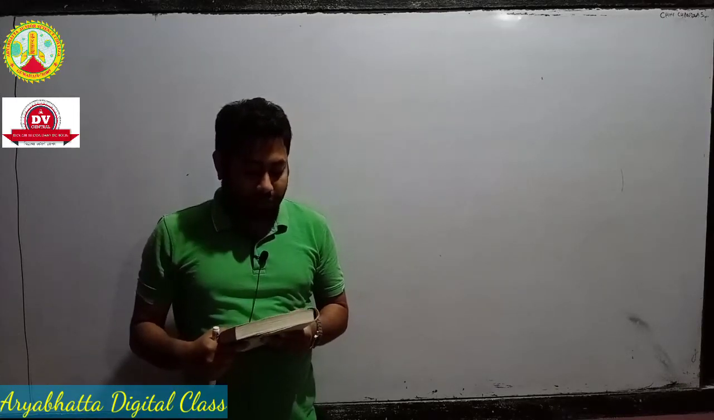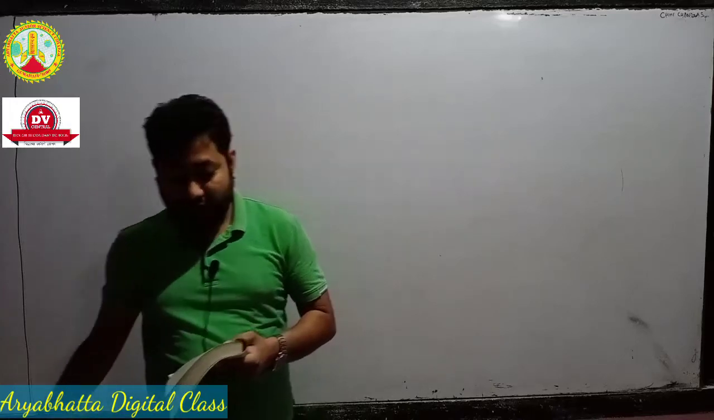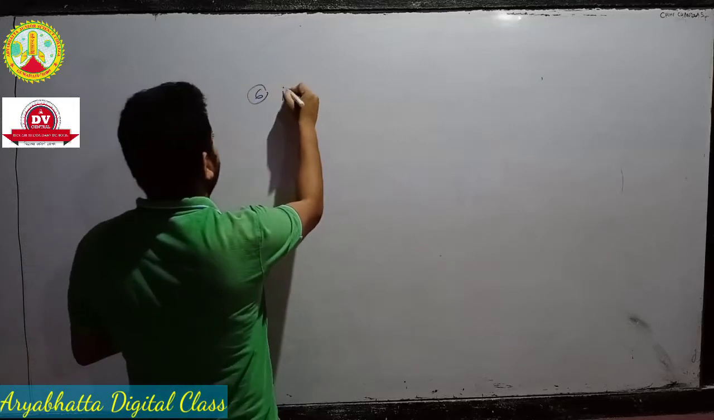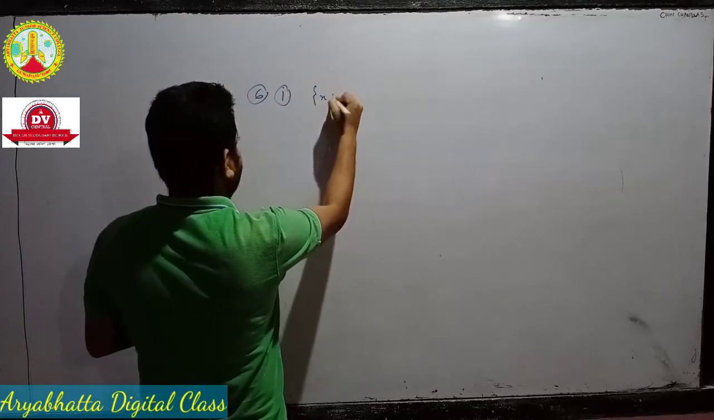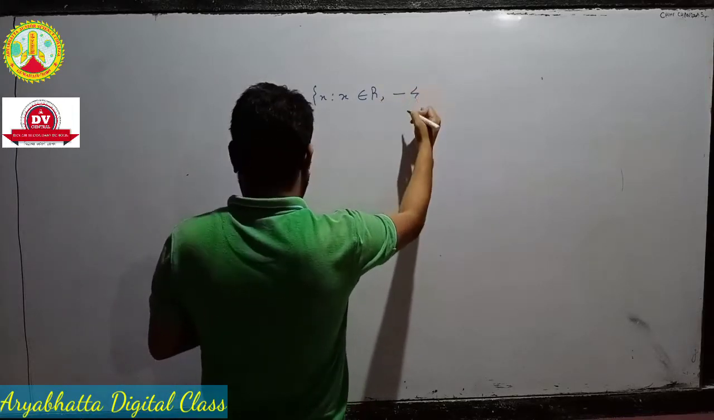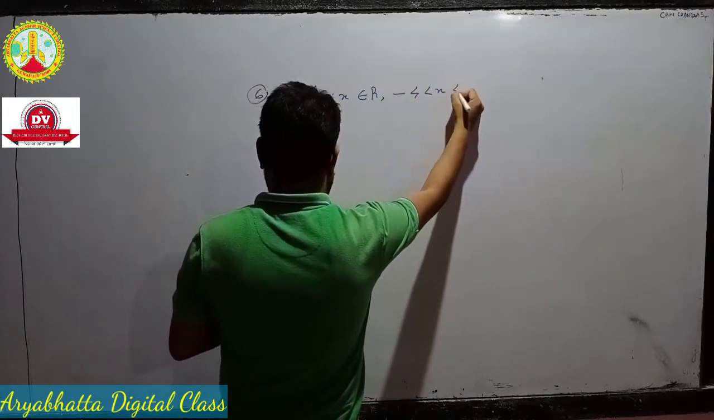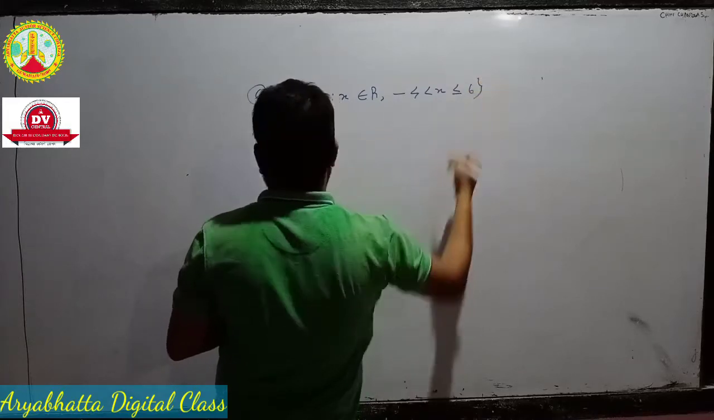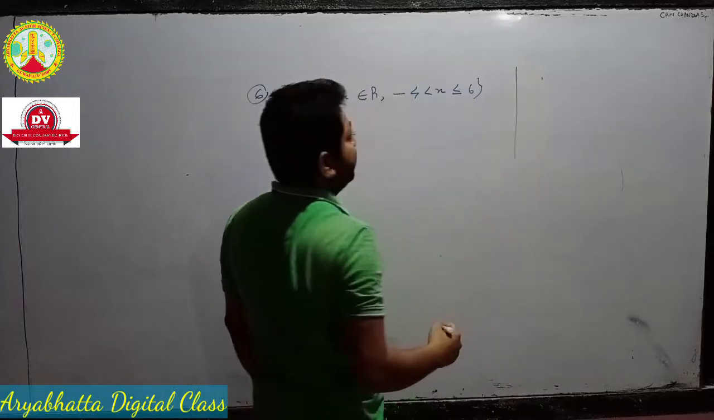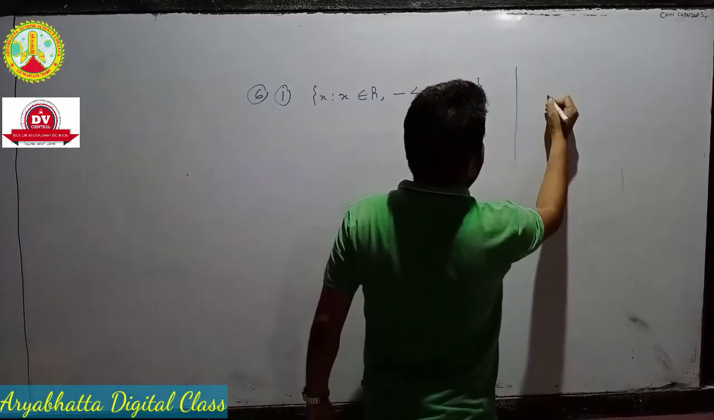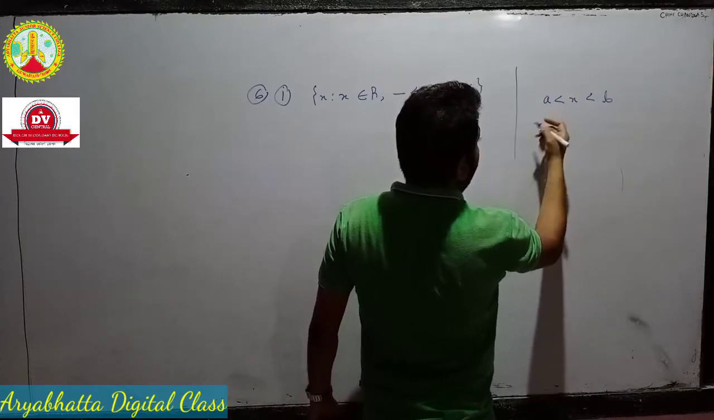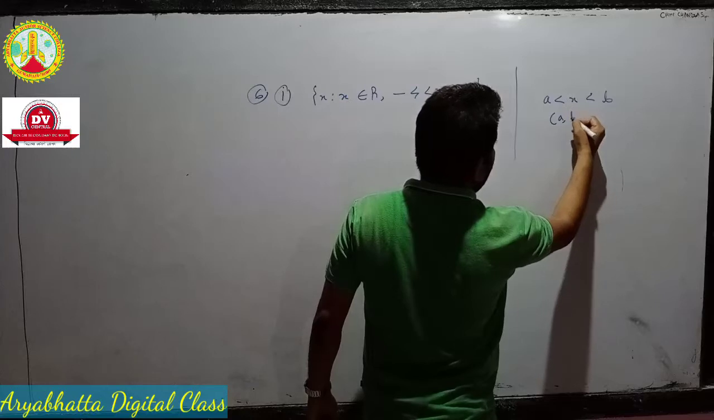Question number 6. Write the following as intervals. x such that x belongs to R, meaning real number, -4 less than x less than 6. We know that if A less than x less than B, then we can write open interval A, comma B.